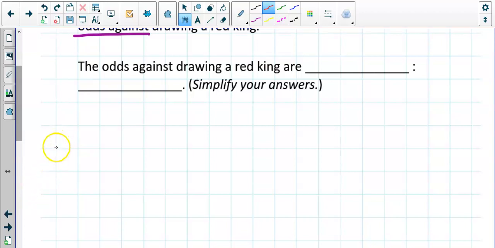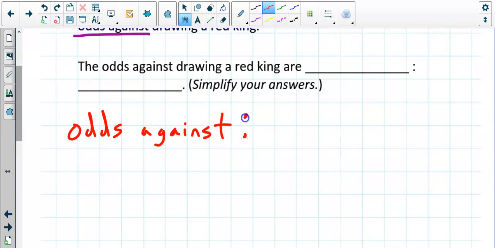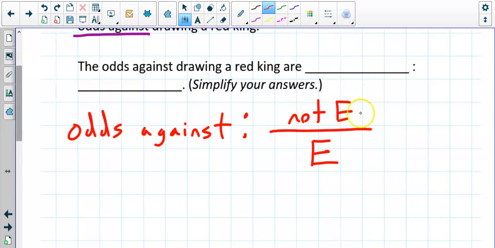With odds, especially if it's odds against, your top value is the not situation, not the event. Your bottom value is the event. So it's like you're dealing with complements on this. Or in other words, what we do not want is on top, what we want is on bottom. So when we look at this, we want the odds of not a red king over a red king.